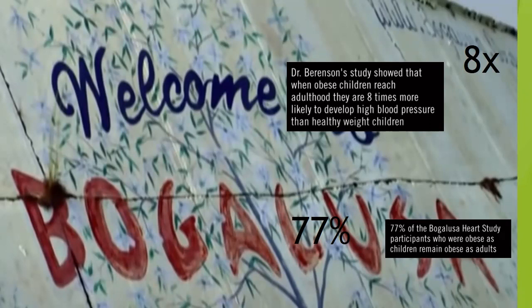So what is the likelihood? Obviously, the likelihood is a 77% chance for this study. This isn't going to be for all towns, and it's not going to be for all people. It's just the Bogalusa Heart Study. But 77% came back and were obese as adults.